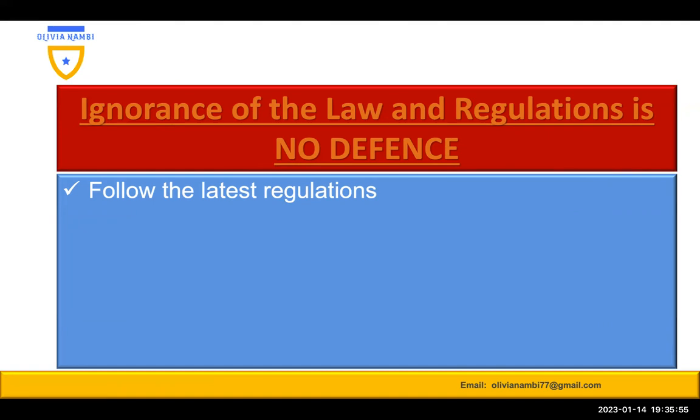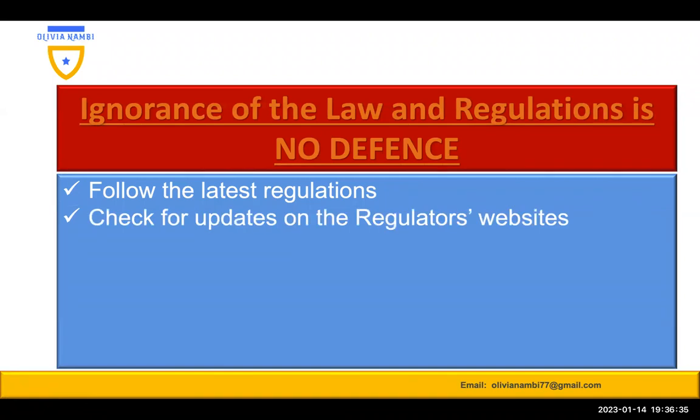Now, all the regulations that I've mentioned in the previous slide expire. The IMDG Code is updated every 2 years. The ICAO Technical Instructions is updated every 2 years. The ADR is updated every 2 years. The IATA Dangerous Goods Regulations is updated every year. The 49 Code of Federal Regulations is updated every year. So it's important that you refer to the current regulations.